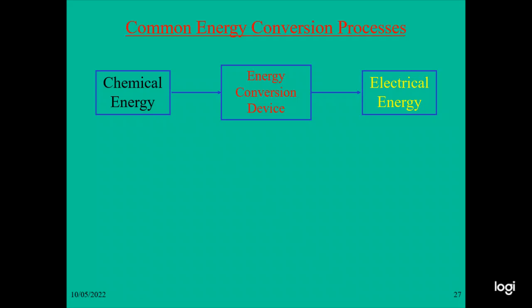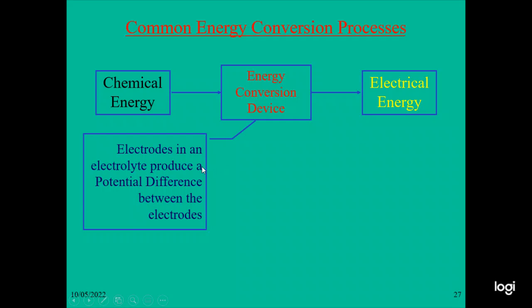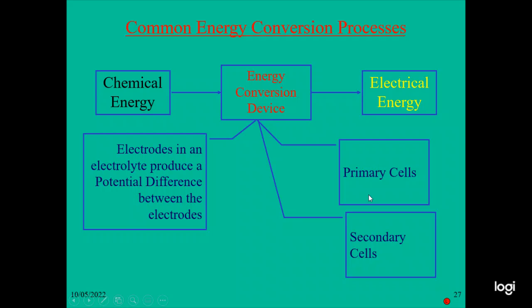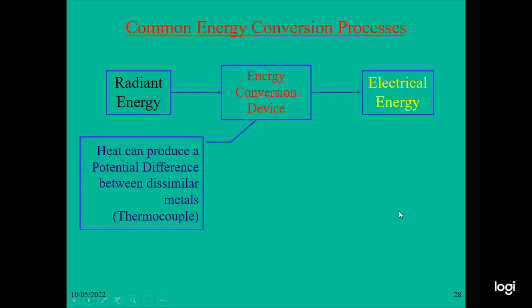Now we are talking about the chemical energy conversion process. Here chemical energy is converted to electrical energy. We use electrodes in an electrolyte to produce a potential difference between the electrodes, which can be used as a primary cell or secondary cell.